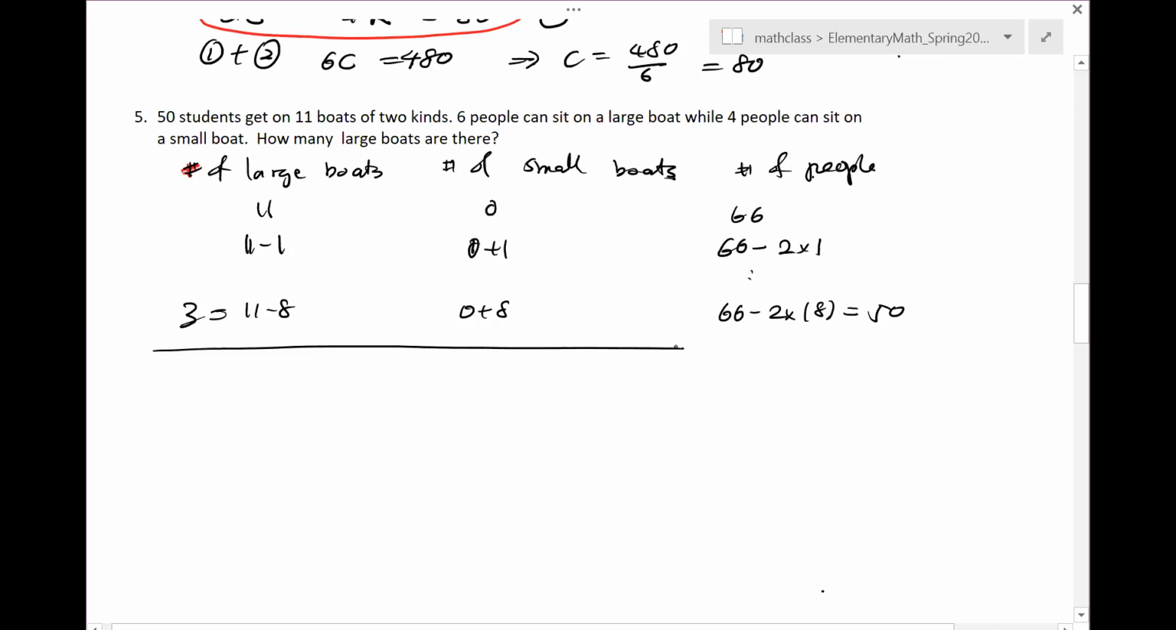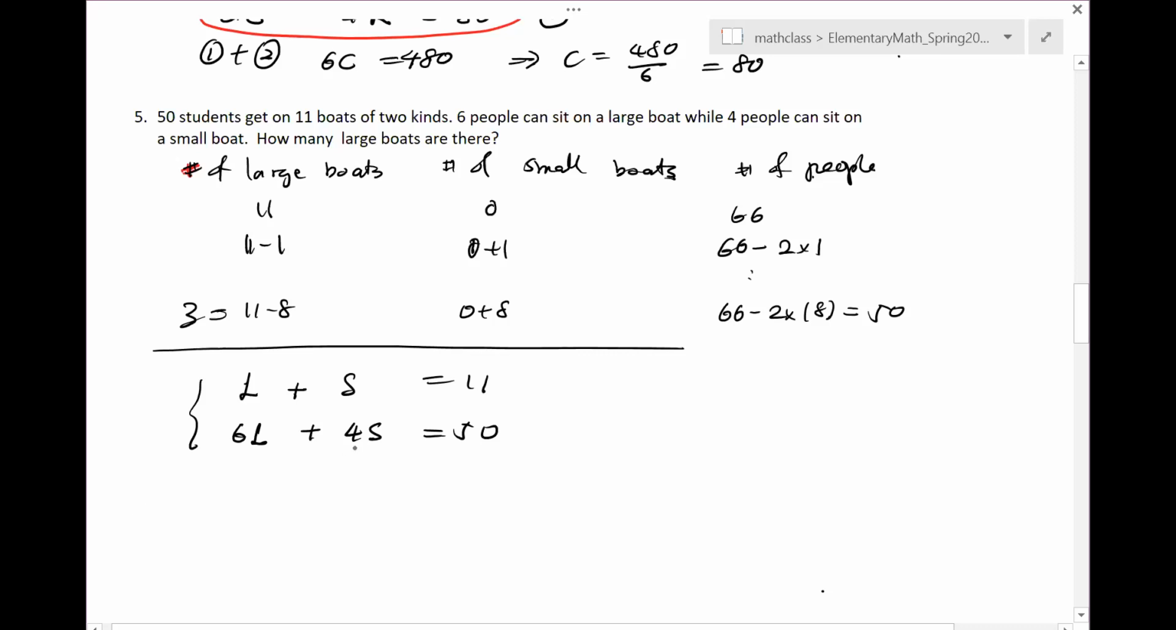Pretty similar. Now, if you use the equation, L plus S equals 11, where L means the number of large boats and S means the number of small boats. For large boats you can have 6 people, for small boats you can have 4 people, and the total would be 50. So we get these 2 equations, and you want to find the number of large boats.